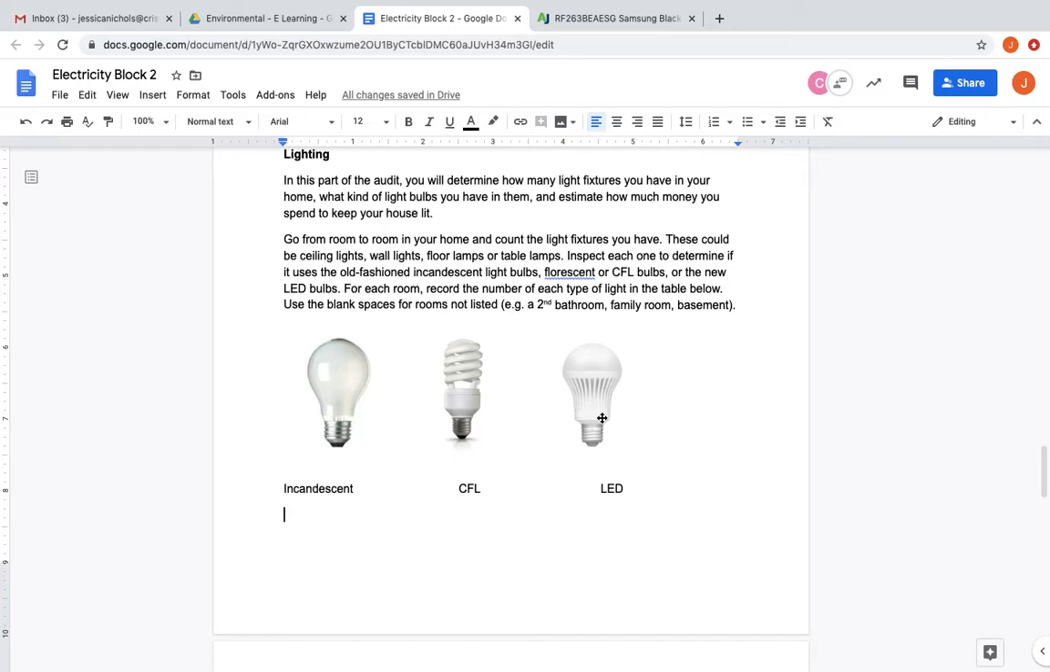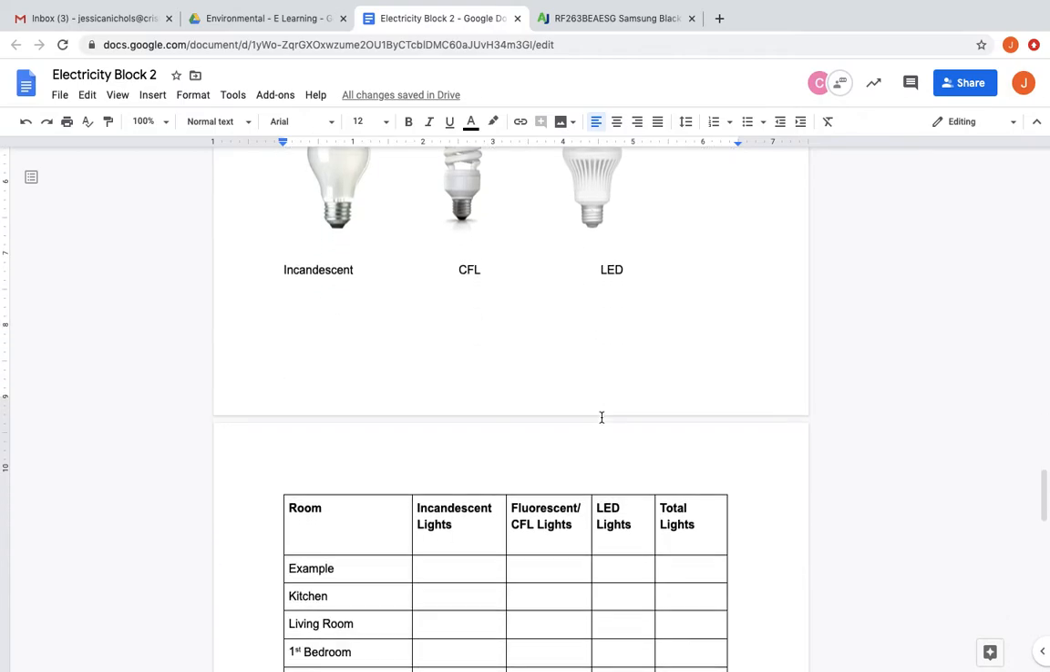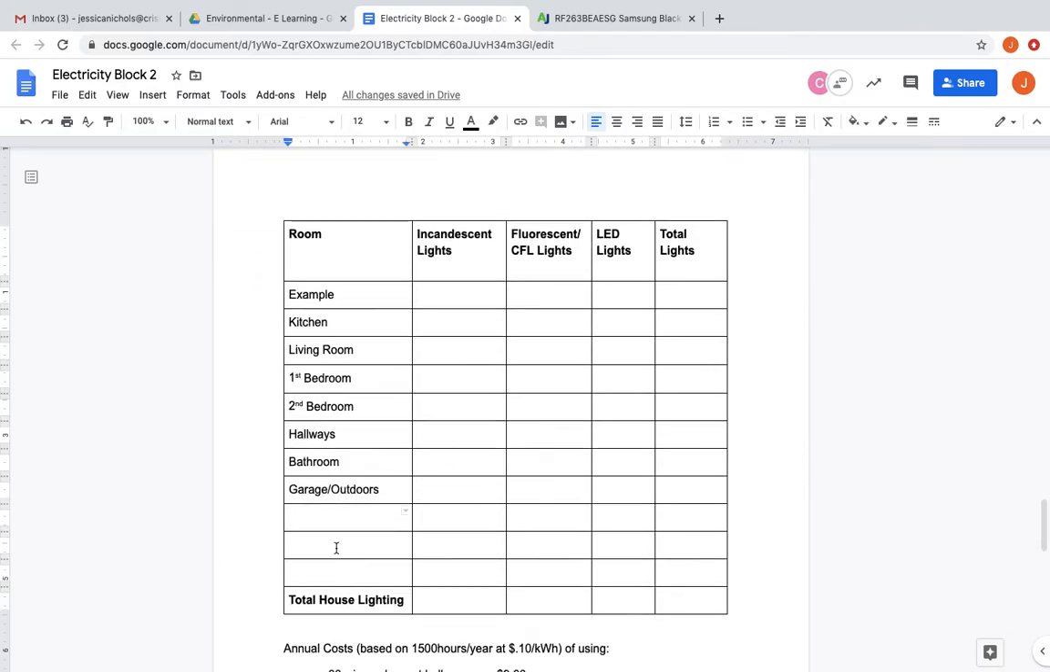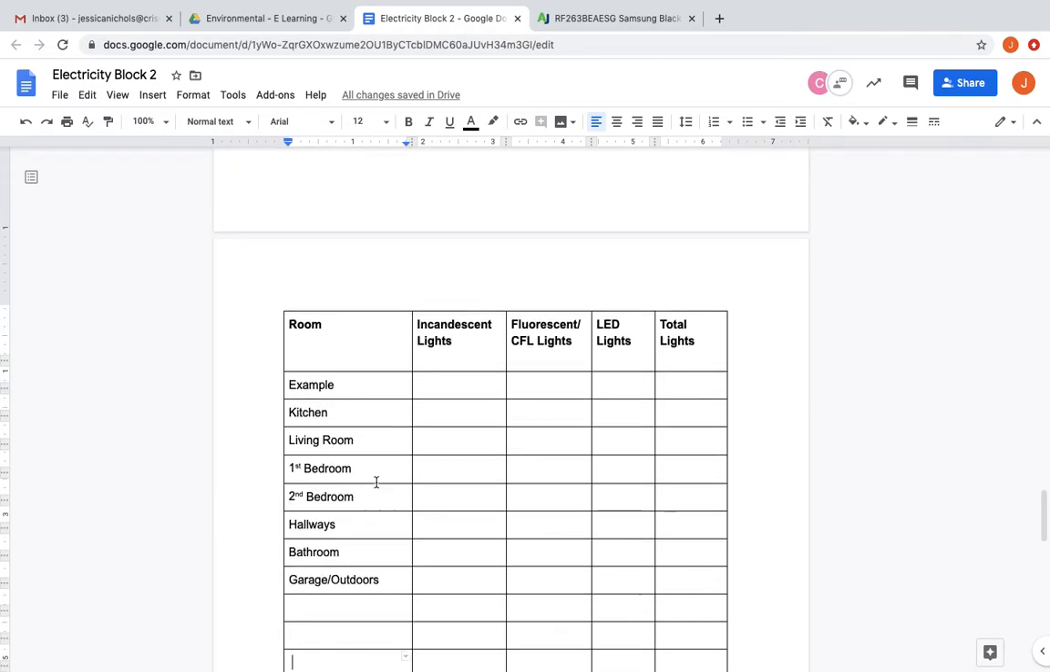Okay, for each room, record the number of each type of light in the table below. Use the blank spaces for rooms not listed. So if you have a second bathroom, or a family room or a basement, you need to add that in down here as extra rooms that aren't listed in this table.